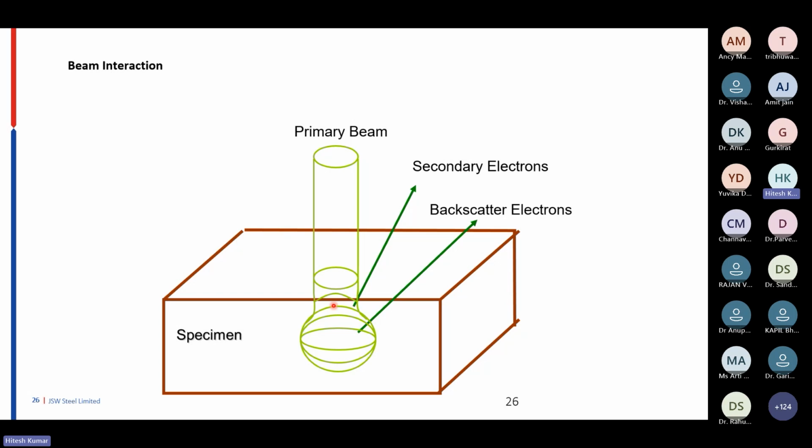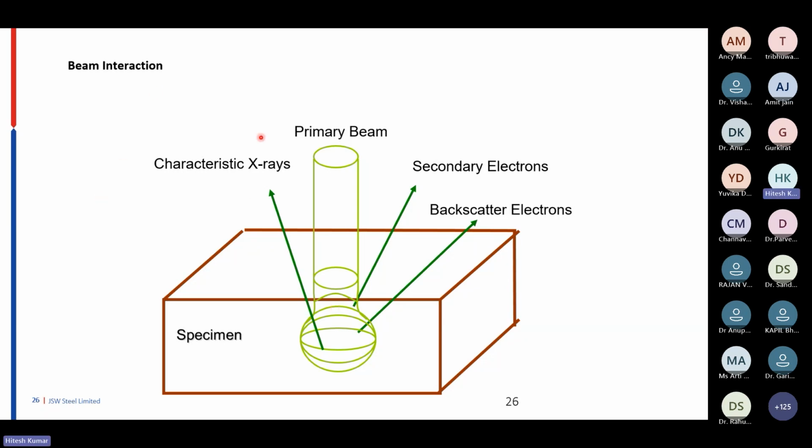Now this shape or size basically depends on how much voltage you are going to use. Say you are using 5 kV, 20 kV, or 30 kV. According to that, the depth of the interaction volume, 1 micron, 2 micron, is going to change. I'll also show you that later. And then this is the characteristic X-ray.